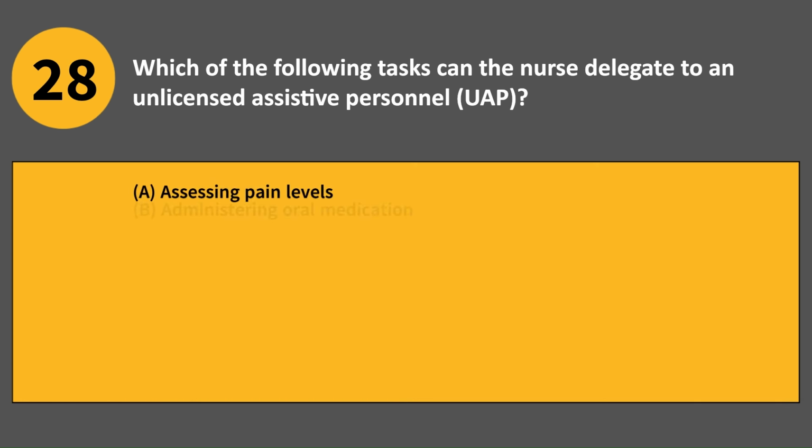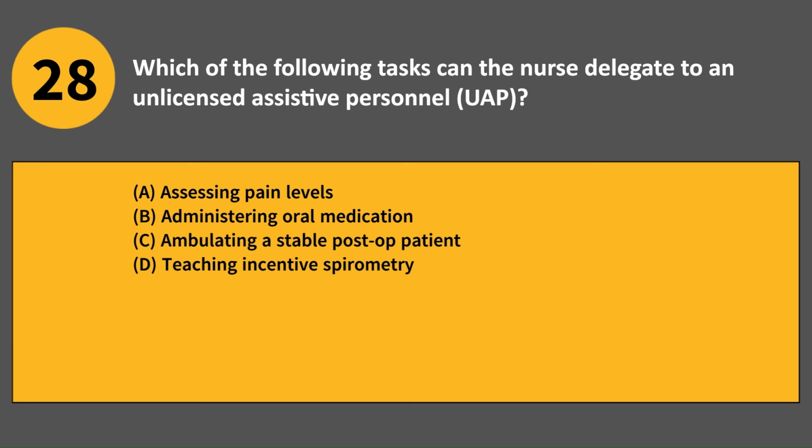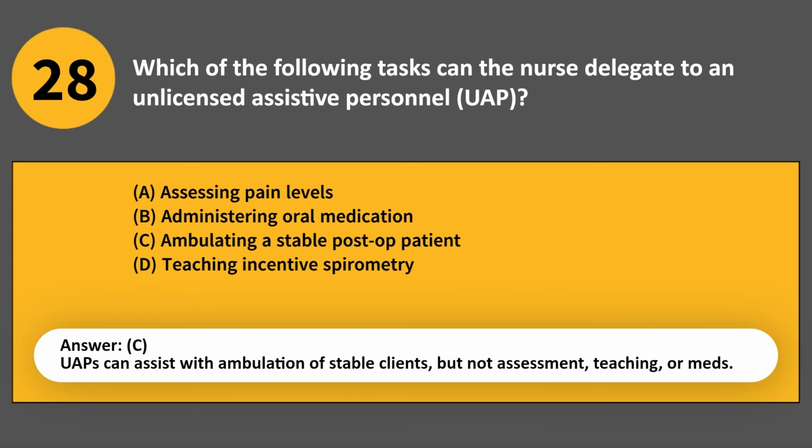Which of the following tasks can the nurse delegate to an unlicensed assistive personnel, UAP? A. Assessing pain levels. B. Administering oral medication. C. Ambulating a stable post-op patient. D. Teaching incentive spirometry. Answer C. UAPs can assist with ambulation of stable clients, but not assessment, teaching, or meds.